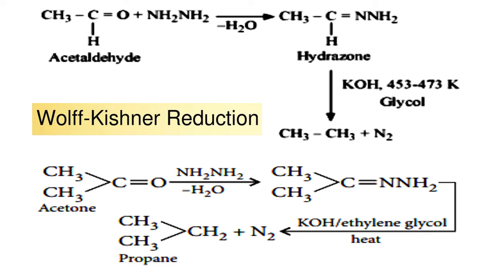Wolff-Kirchner reduction. Here, using the hydrazine, going for unstable liberation of N2. Now creating the CH2. So CH already there, so this became CH2 plus H, CH3. Here also C double bond O. Right. So this became CH2. So in this way we can convert using the hydrazine into hydrocarbon.